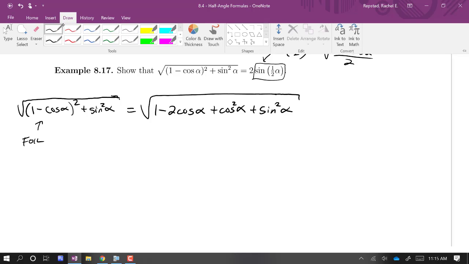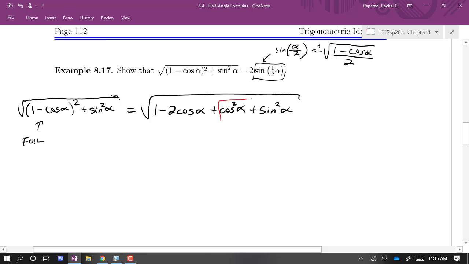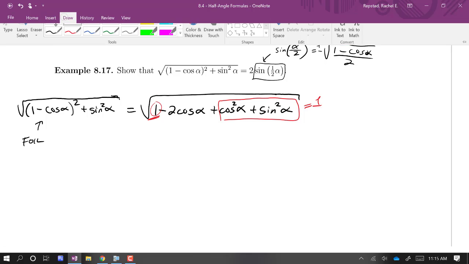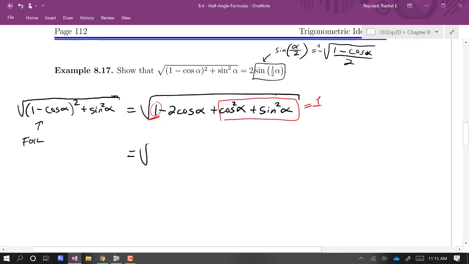Looking at this expression, now focus on this part here: sine squared alpha, cosine squared alpha plus sine squared alpha. That's the Pythagorean identity. This is equal to 1. So I've got a term of 1 here. I'm going to combine it with the one that we have in the beginning. So I've got the square root of 2 minus 2 cosine alpha.